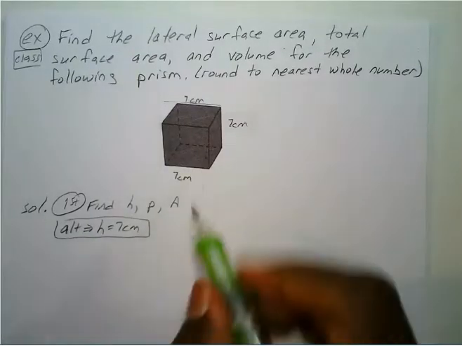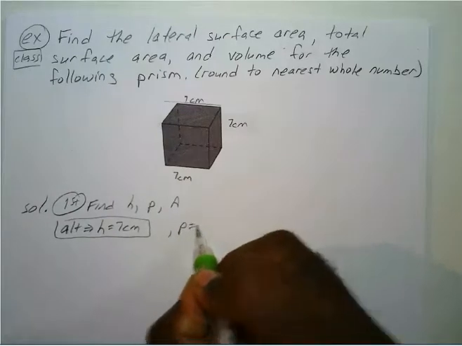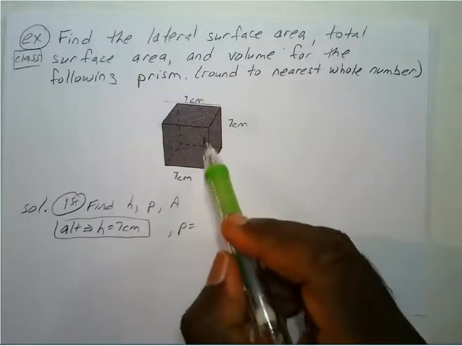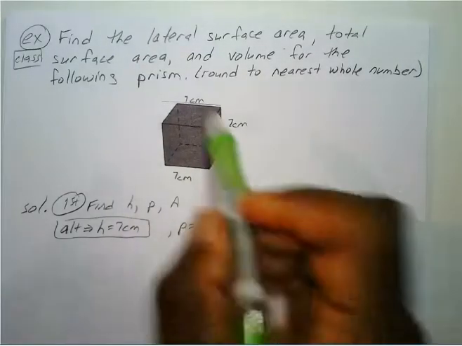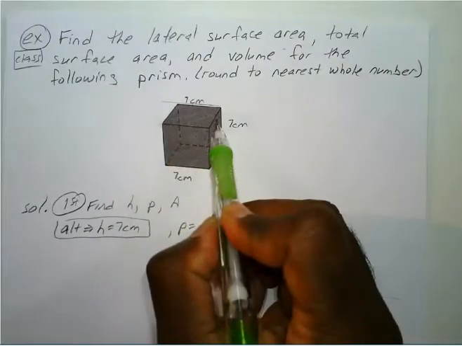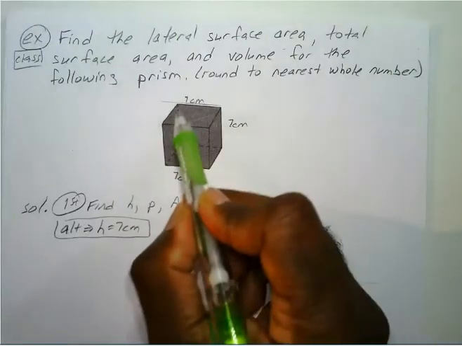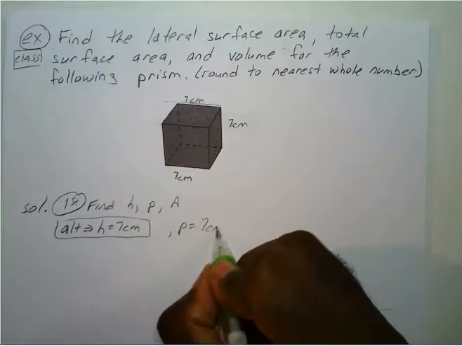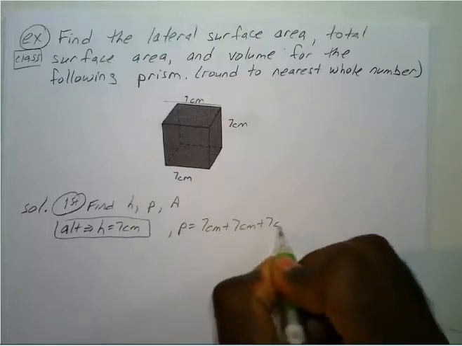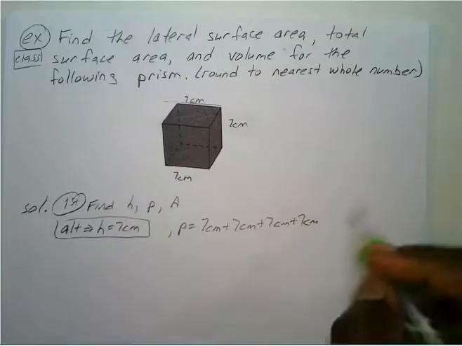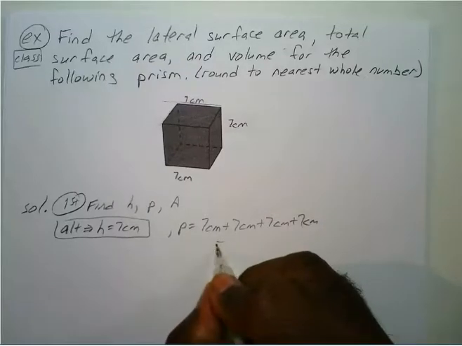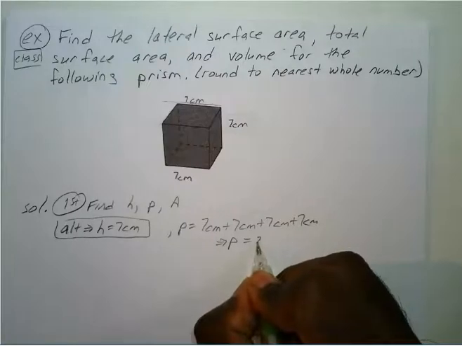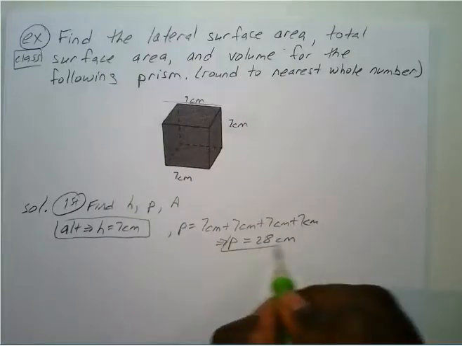And our perimeter of the base, you can find any side. Again, it's a cube. All the sides are equal. So if you want to pick the base right here, this would be 7 plus 7 plus 7 plus 7 because you're adding all the sides of your base. Okay, so 7 centimeters plus 7 centimeters plus 7 centimeters plus 7 centimeters. So we know that our perimeter of our base is equal to 28 centimeters. Had a little bit of a brain freeze there.